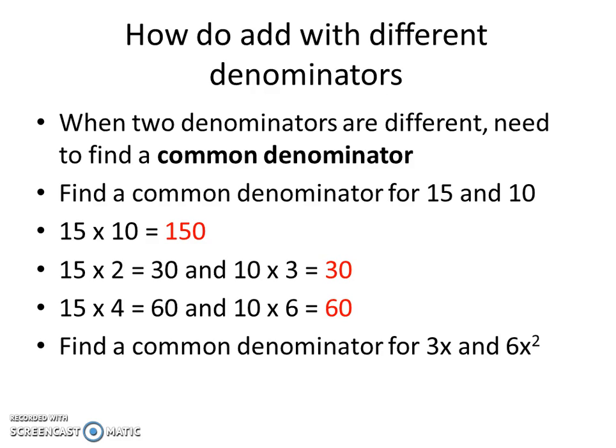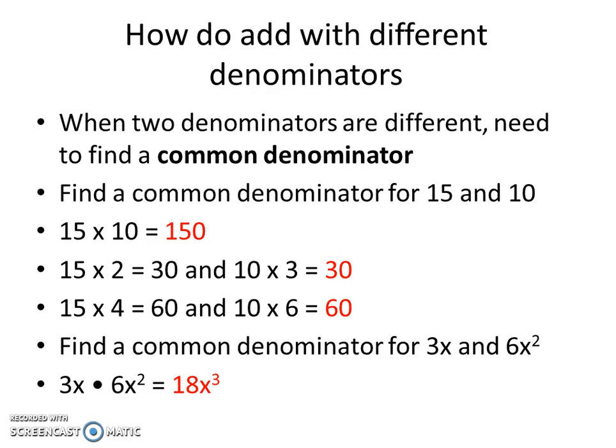What if we wanted to find a common denominator for 3x and 6x squared? Well, we could multiply both of those together. So if we multiply 3x and 6x squared, we will multiply 3 times 6 to get 18, and then x times x squared will be x to the power of 3.